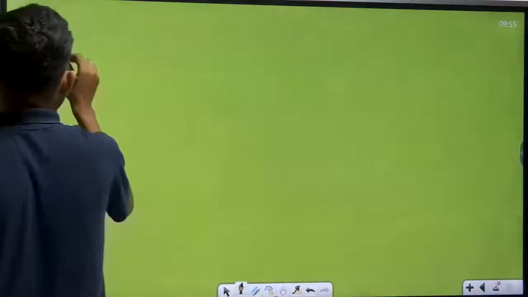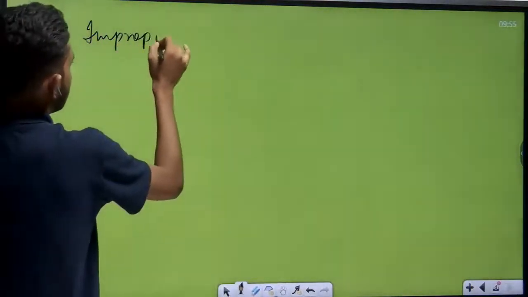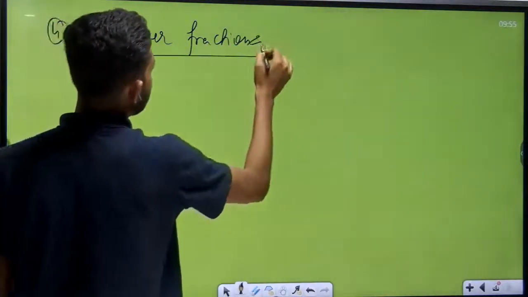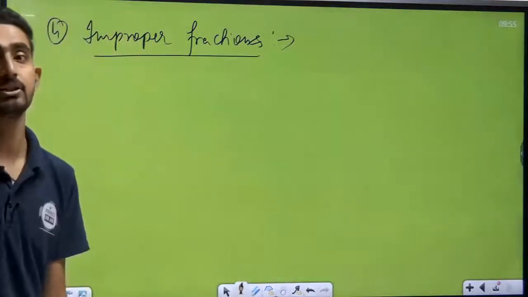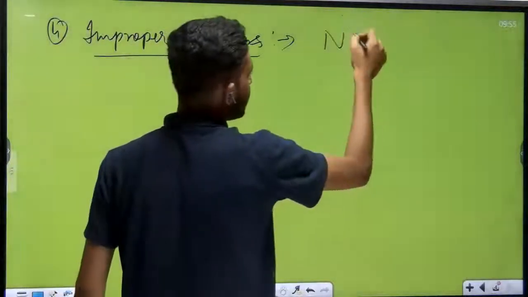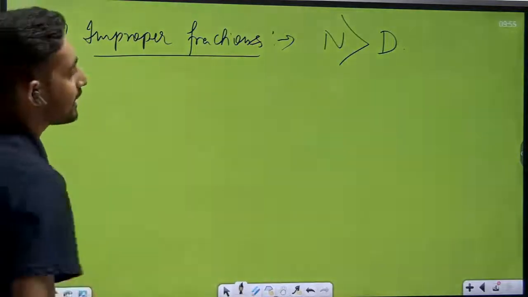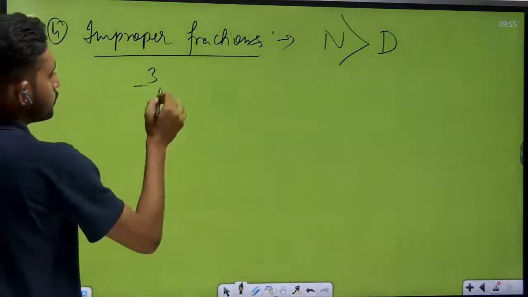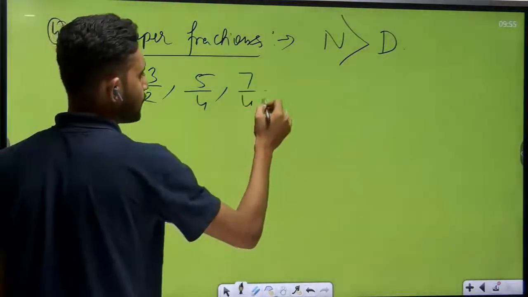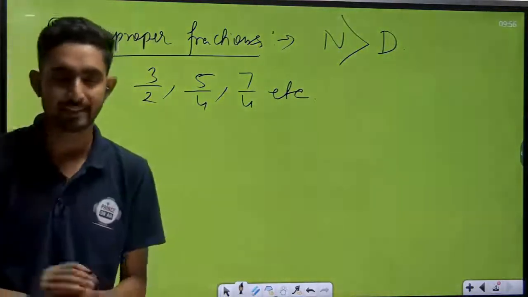Fourth one, improper fraction. So improper fractions are those fractions in which numerator is bigger than denominator. Okay, this is the format. Numerator is bigger than denominator. That is known as improper fraction. Suppose if I take like this, 3 upon 2, 5 upon 4, 7 upon 4. These are the examples of improper fractions. Understood all of you? Very simple.